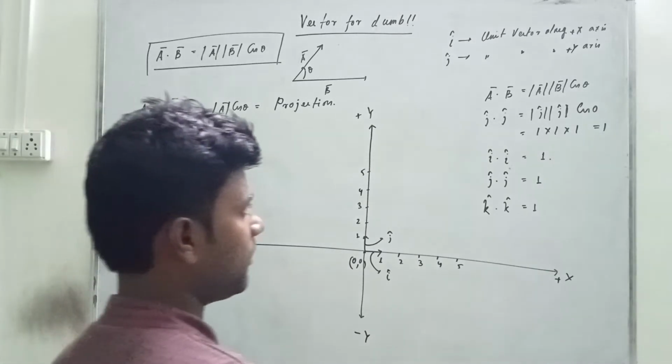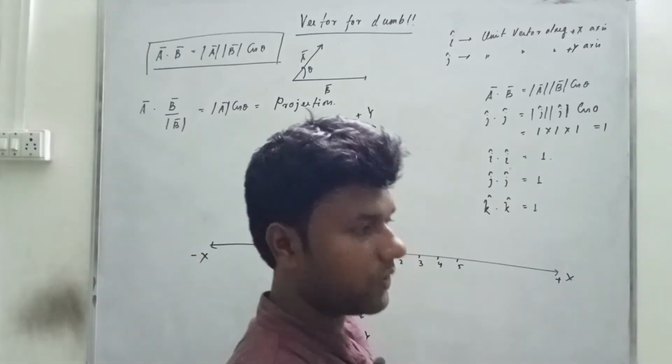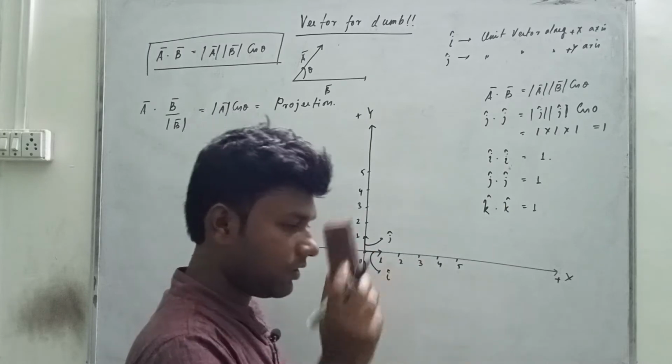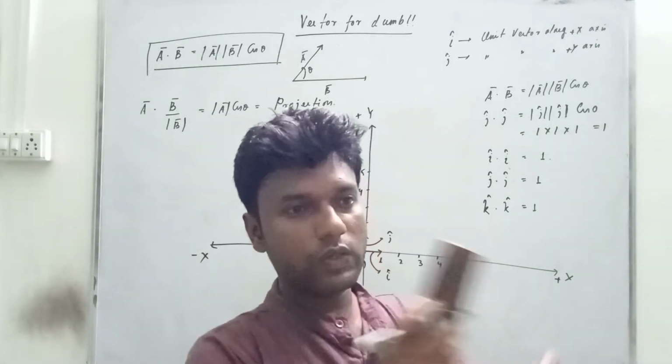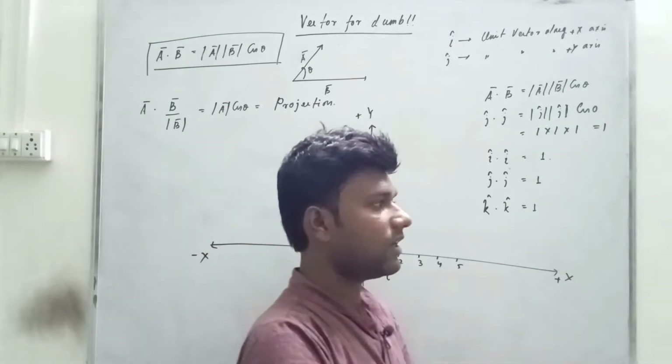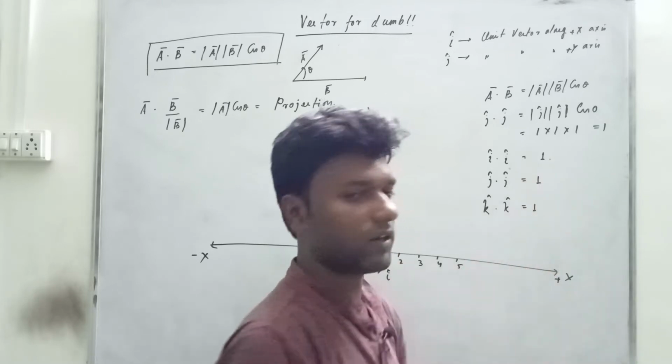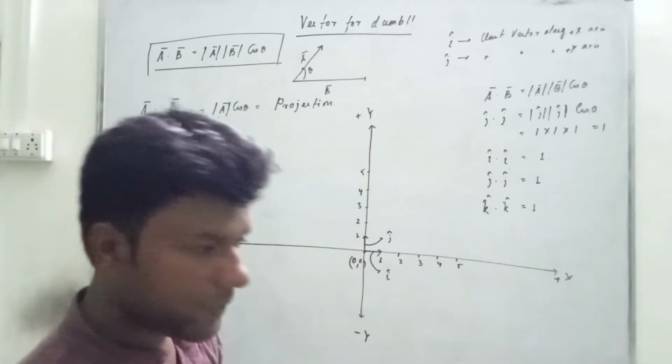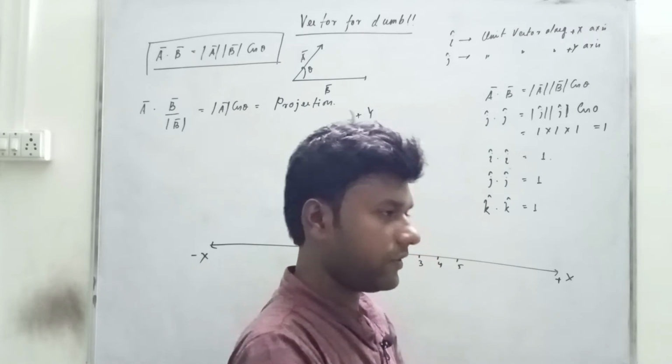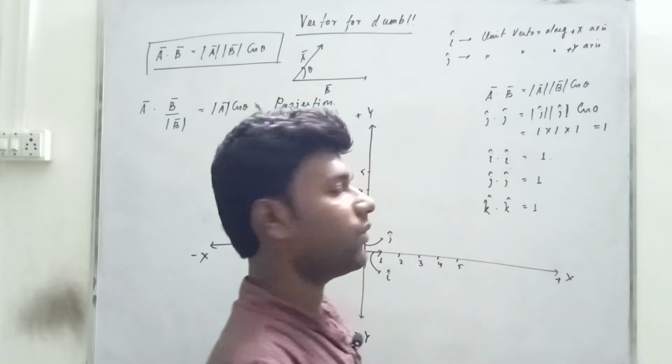If you dot a unit vector with itself, the result will go to 1, right? If you dot a unit vector with itself, your result will go to 1.